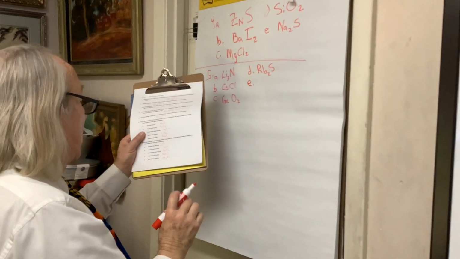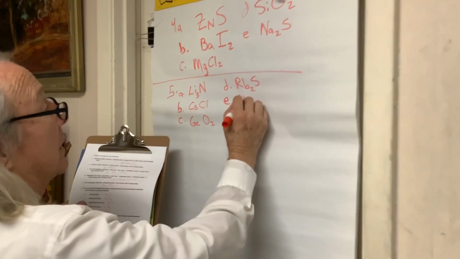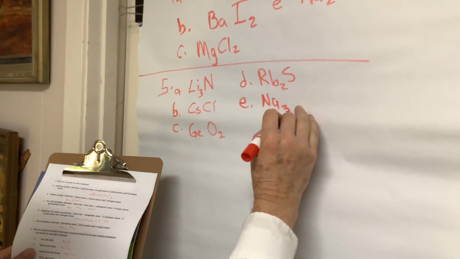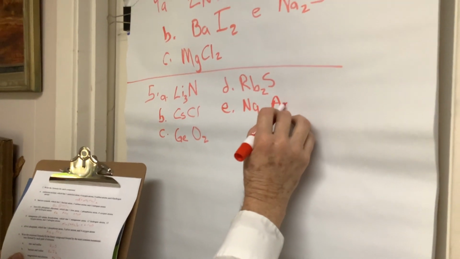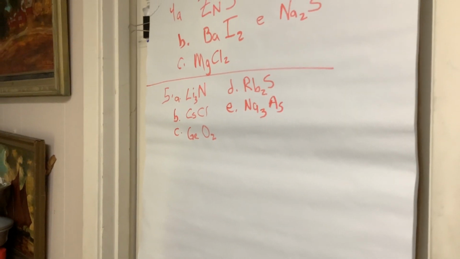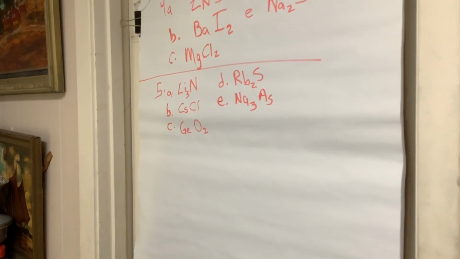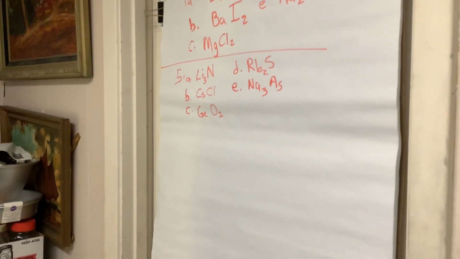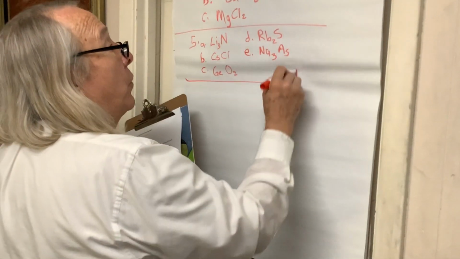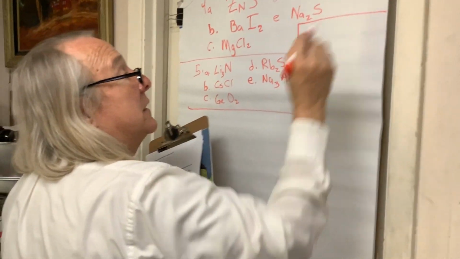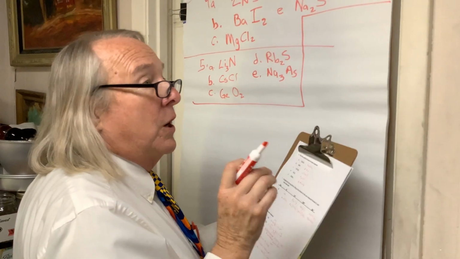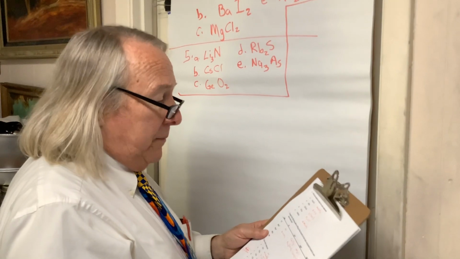That's what I'm doing. Arsenic and sodium. Arsenic's -3. Sodium is +1. So sodium arsenide would be Na3As. Now it says, write the empirical formula for each compound. This is your one quick exercise in empirical formulas, okay? It's the formula taken to the lowest common denominator.